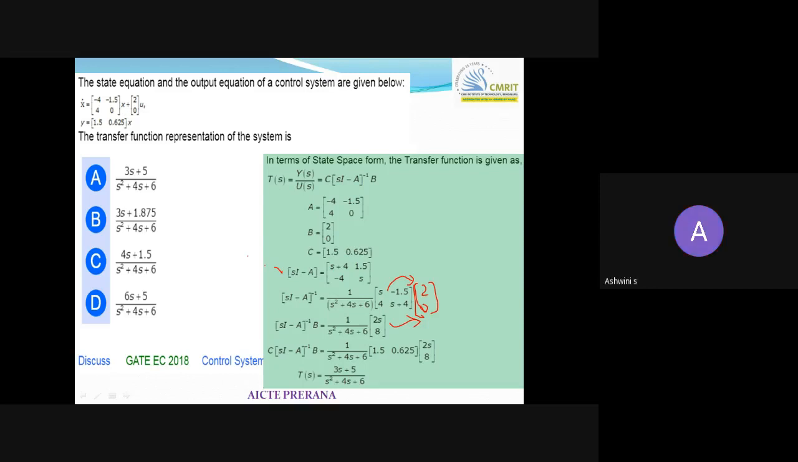Yes, sir. Okay. So now the next thing you need to do, you need to multiply with c. What is c? 1.5 and 6.025. So when I multiply, I'll be getting 3s plus 5 divided by s square plus 4s plus 6.